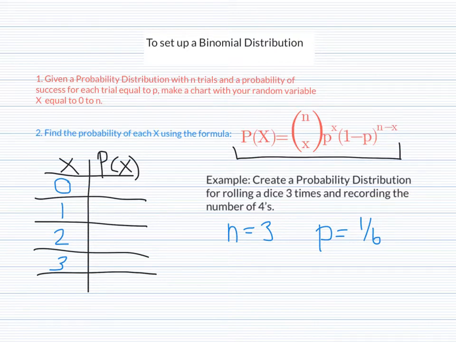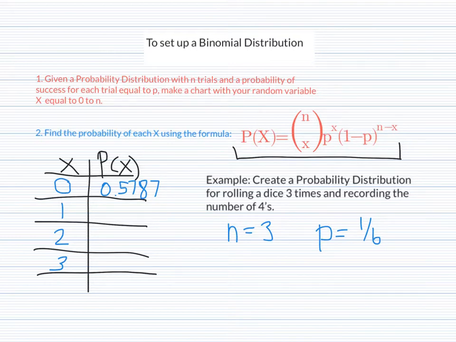Alright, so I'll plug 0 in for x, 3 in for n, and I'm going to plug 1/6 in for p. And I'm just going to plug it right into my calculator. There's no point in even trying this by hand. If you want to pause the video and try and plug it into your calculator yourself, that would be very good practice. So 0.5787 is the probability of getting 0 successes on 3 rolls, having no 4.